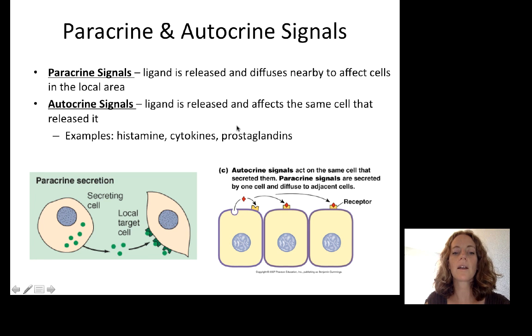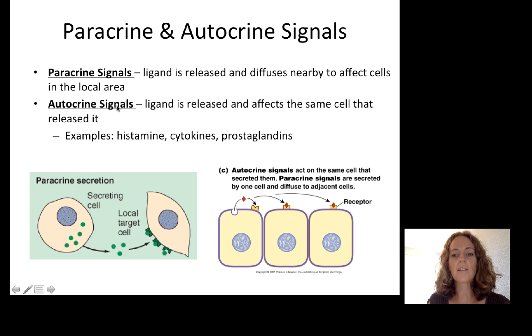Okay, so let's do paracrine and autocrine first. The paracrine signal is down here. Here you have a cell releasing a chemical, and it's going to affect a cell nearby. In other words, it can just diffuse through the extracellular fluid nearby and get to a local target cell, something very nearby. It doesn't need to go through the blood or travel long distances. So paracrine is sort of a general local signal.